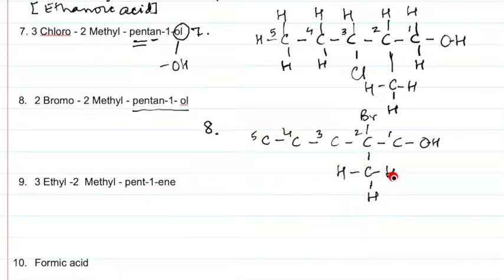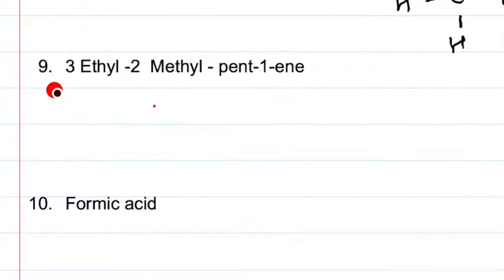So this is our methyl group. And for each one of these carbons, we will have 4 valencies per carbon. And whichever valency is free, that will be occupied by H. So this is our 8th one. We come to question 9.